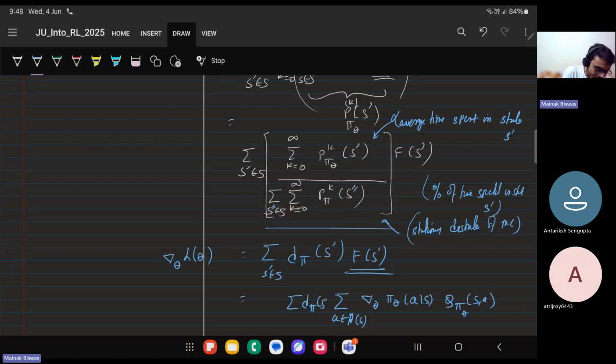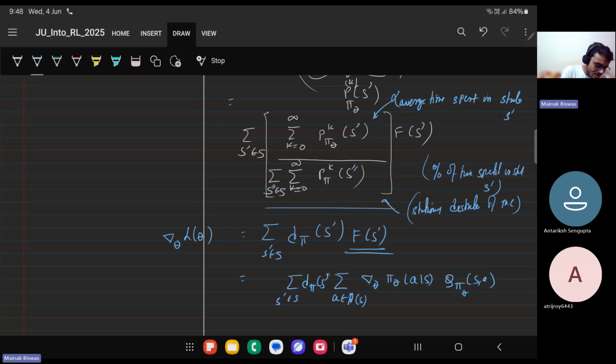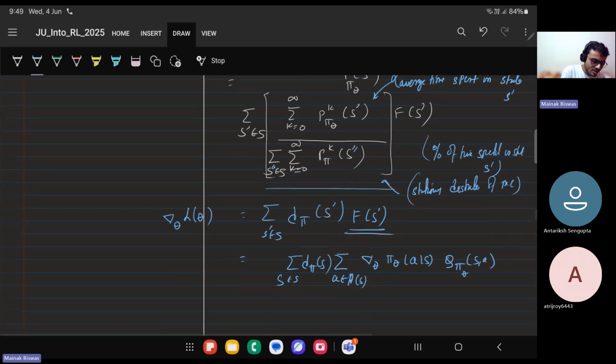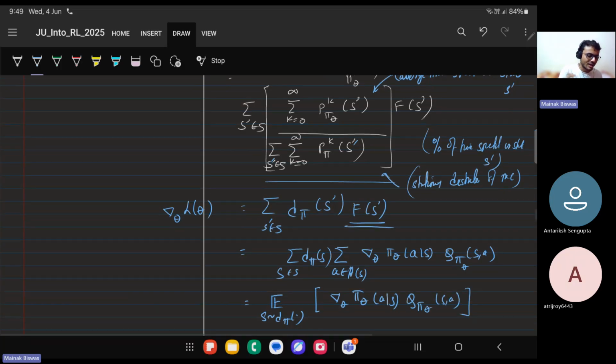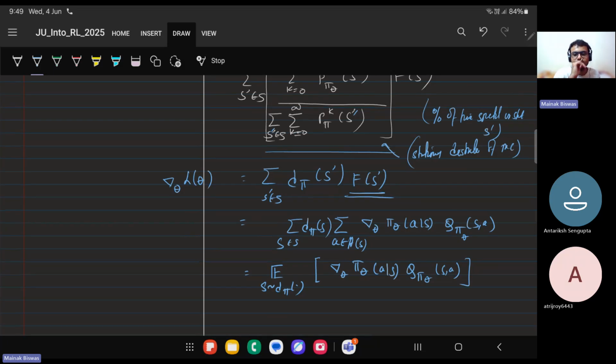D pi of S dash. Rather, let me write S. Fine. So this becomes the expected value of S being sampled from D pi, the gradient of, but still I am not totally happy with this. I have not got an expectation inside. I cannot use my popular SGD algorithm. Can you tell me how do I bring expectation inside?